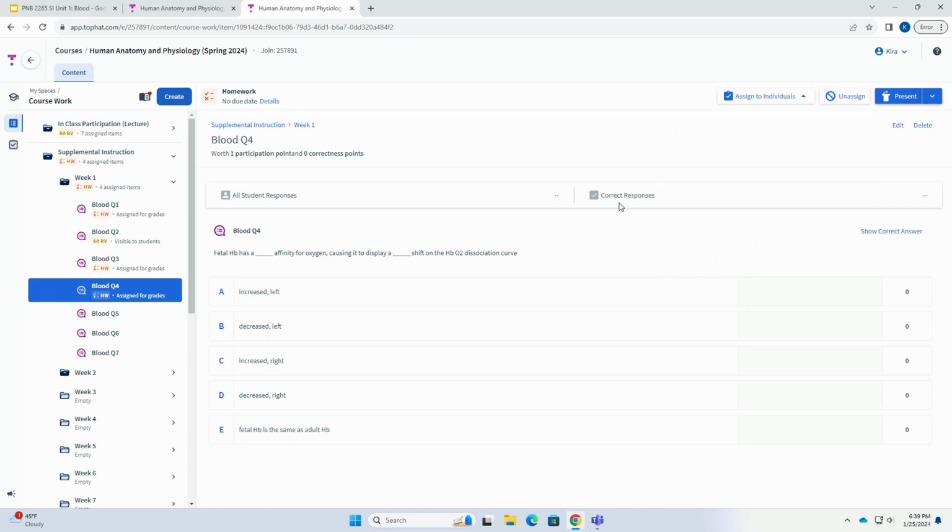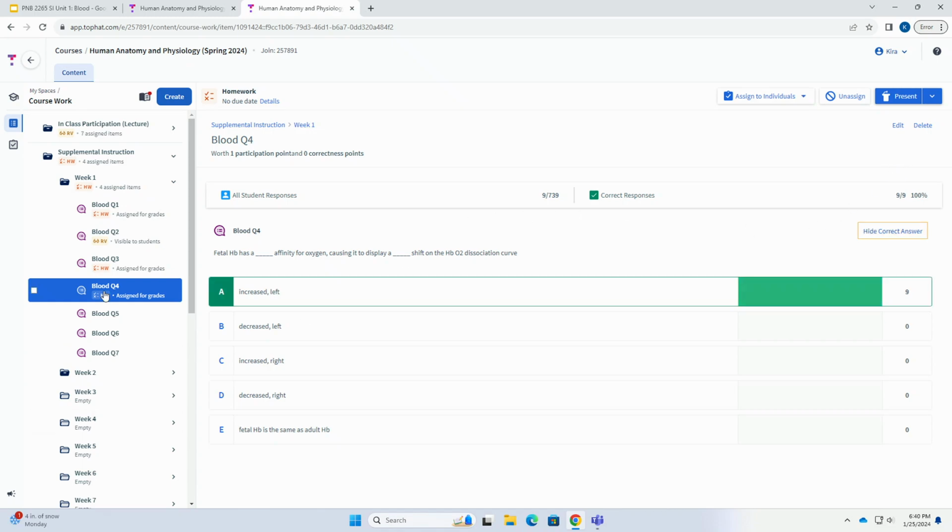Fetal hemoglobin has a blank affinity for oxygen, causing it to display a blank on the curve. Perfect. I feel like I drilled that, so I feel like that'll definitely be on the exam, I'd expect.